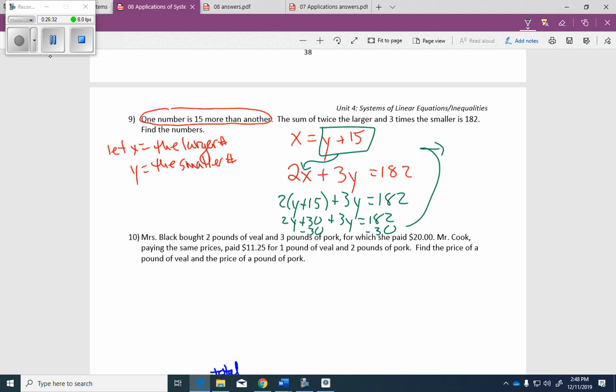Coming over here, I'm going to combine and get 5y equals 152. So using my calculator, y equals 30.4. And then I'll substitute this into that equation. x equals 30.4 plus 15, which means x equals 45.4.